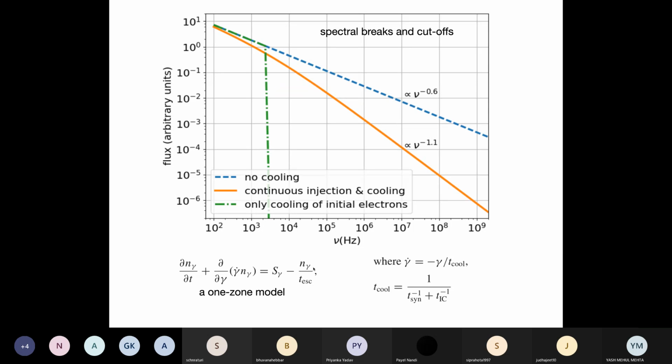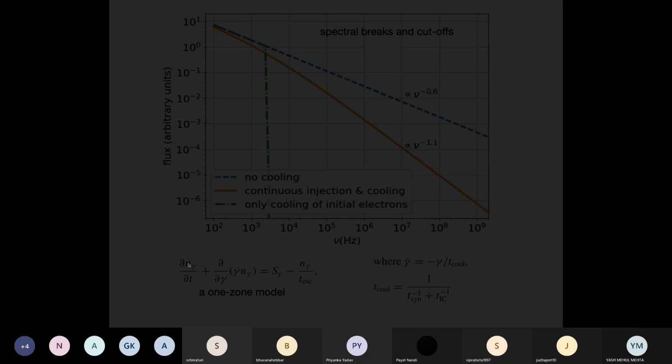So this is an extremely simple equation. n_γ is a function of γ and time. So this is a PDE, partial differential equation, where n_γ is a function of γ, the relativistic gamma, and time. And you want to see how this number of electrons between γ and dγ varies as a function of time. So the left hand side is just how much does n_γ change.